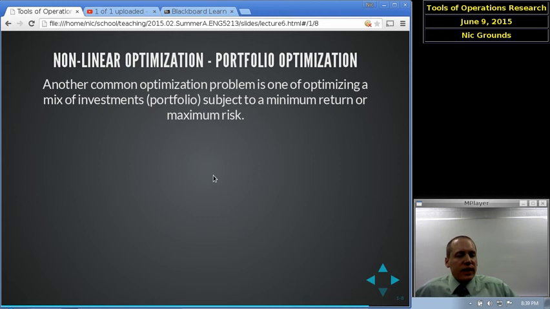So, last nonlinear optimization example. This is another common optimization problem that you'll see, and it's one of optimizing investments in a portfolio. Investments involve you investing your money and you get some sort of rate of return, some interest. So maybe you invested in a bank, in a savings account, maybe in stocks, maybe whatever it is. You can invest in different things. They have different amounts of interest that they can return to you.